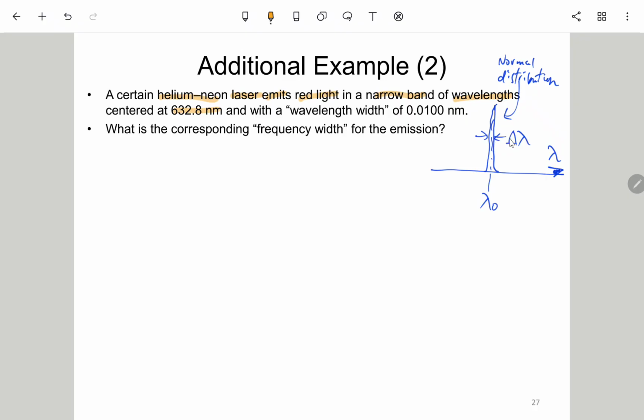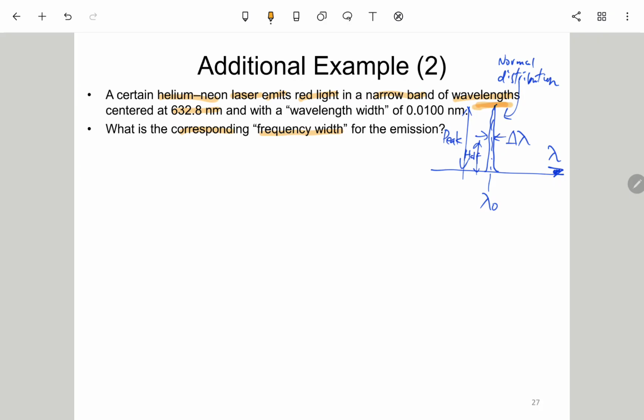How to define it? We have the peak intensity, and then we make it half. So this is the peak, and this is half of the peak intensity. And then we try to measure the width, and this is called the bandwidth of this wavelength. So it asks you what is the corresponding frequency width for the emission.